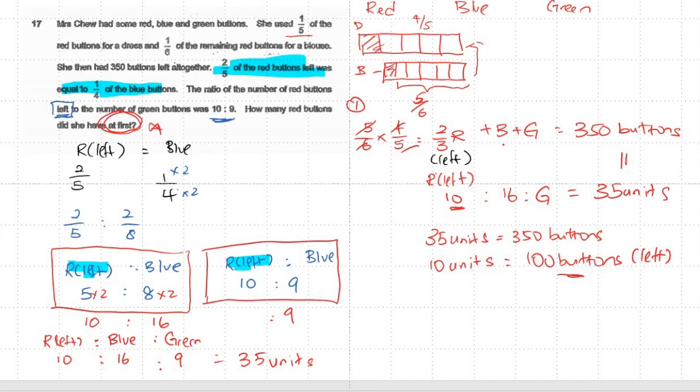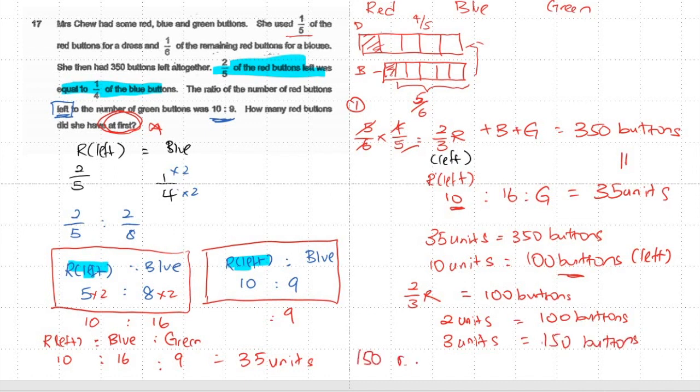And you know that the red button left is 2/3 of R, which equals 100 buttons. What this means is that 2 units, because 2 units is the left one, equals 100 buttons, and then the full of the red buttons is actually 3 units. So what is the answer for 3 units? For at first, what do they have? They have 150 buttons. At first, 150 red buttons.